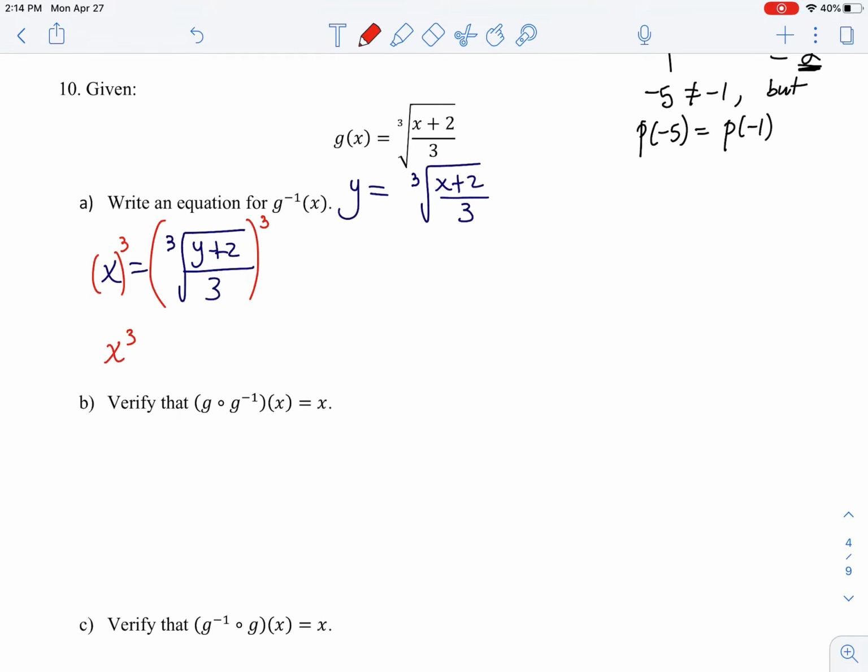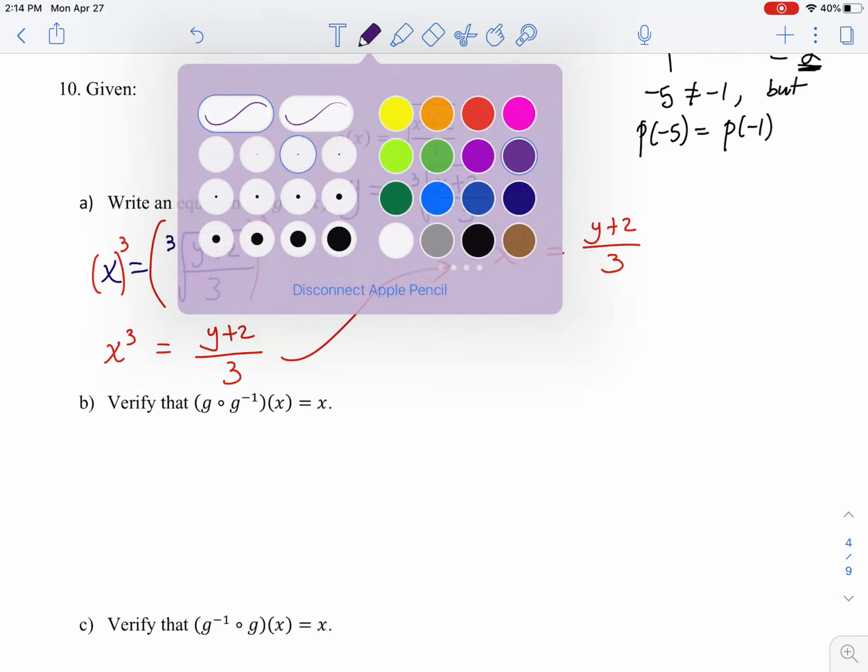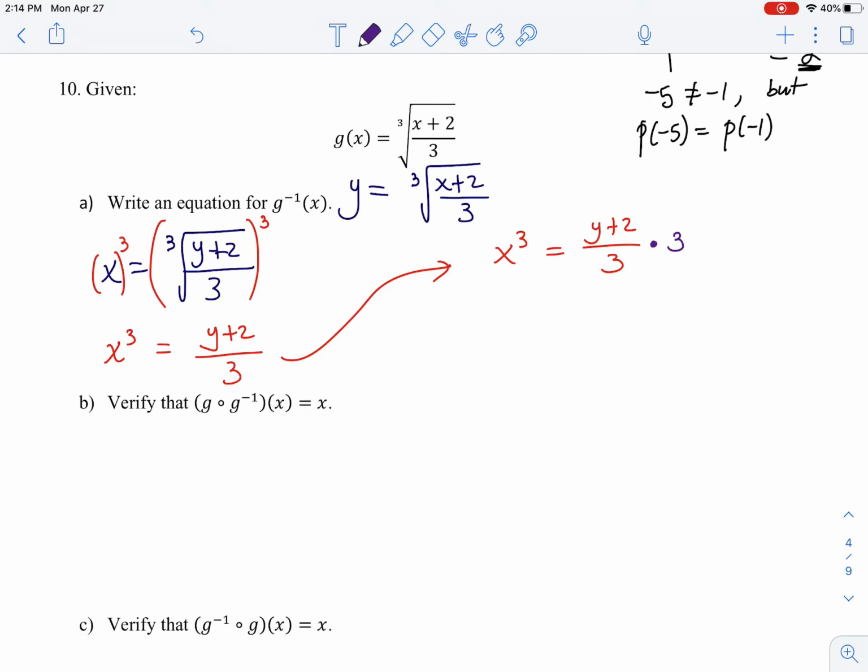If you do that, you get x cubed equals, no more cube root, bye-bye cube root, (y plus 2) divided by 3. Let me move my work over here. So x cubed equals (y plus 2) divided by 3. And the next step is to multiply both sides by 3, right? So you get 3x cubed equals y plus 2.